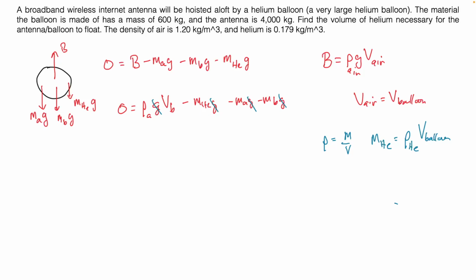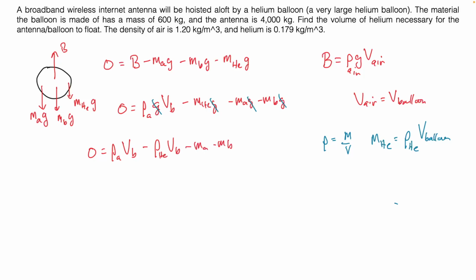All right. So we can go ahead and substitute in now. We got density of air times volume of balloon, which is something that we want. Find the volume of helium necessary. That's the volume of the balloon. Minus mass of helium, which is density of helium times volume of the balloon, minus the mass of the antenna, minus the mass of the balloon.